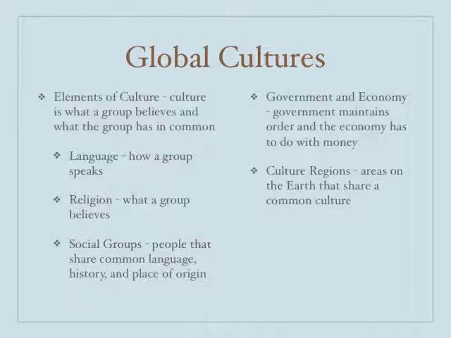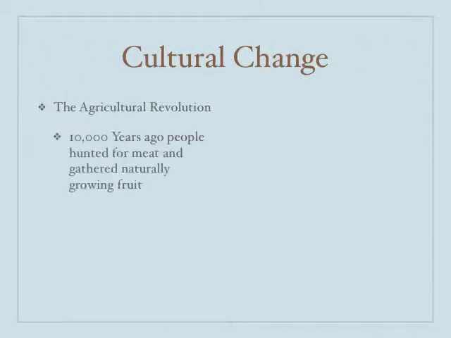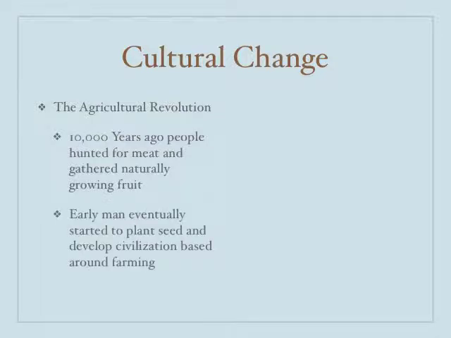Culture regions, areas on earth that share a common culture. So like places like Jamaica, the Caribbean, a lot of them have very similar cultural beliefs and how they live their lives. Cultural change, the agricultural revolution. This was 10,000 years ago. People hunted for meat and gathered naturally growing fruit. And then early man started saying, put a seed in the ground. Now I get a plant. Now I can eat. Now I don't have to chase my food around.